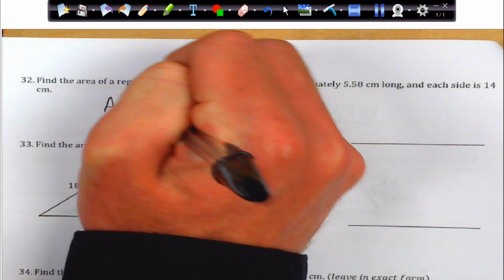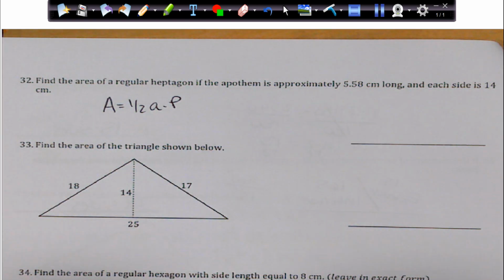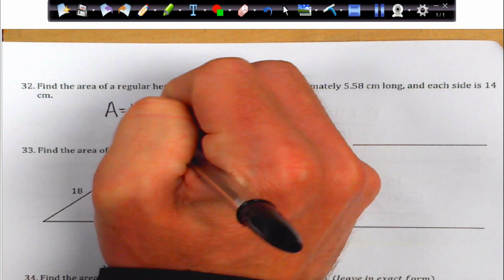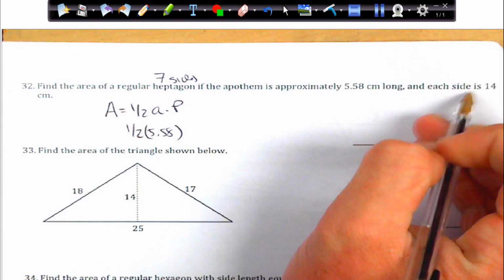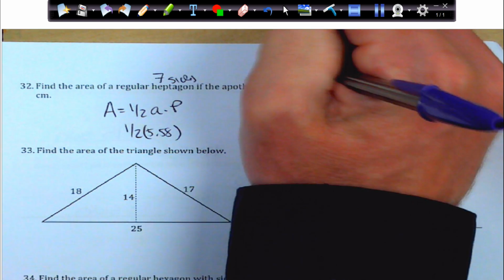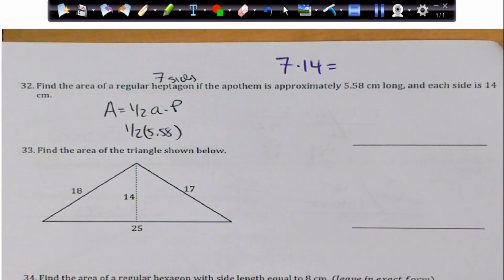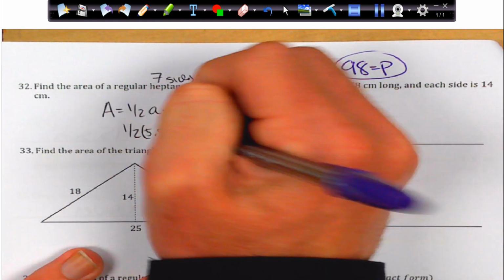Well, the area of a regular heptagon is 1/2 apothem times perimeter. So that's going to be 1/2 times my apothem, 5.58. Now I don't know my perimeter, but a heptagon has 7 sides, and I know my side length is 14. So if I do 7 times 14, I should get my perimeter. So my perimeter is equal to 98, so I do 98 there.